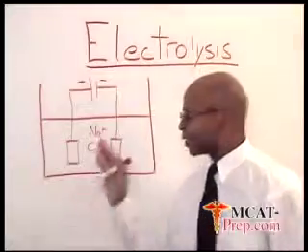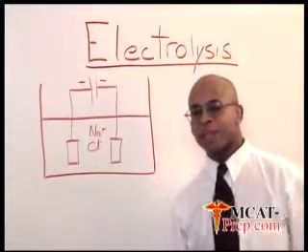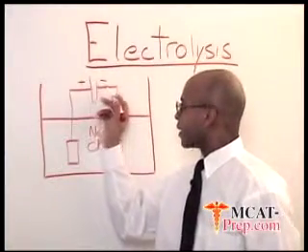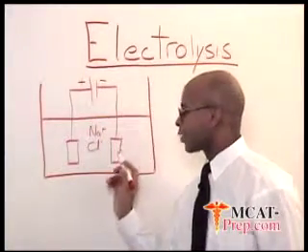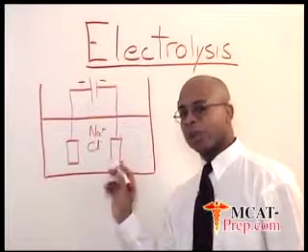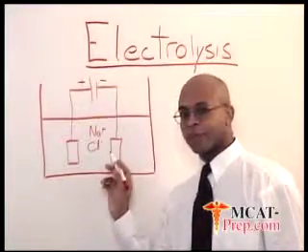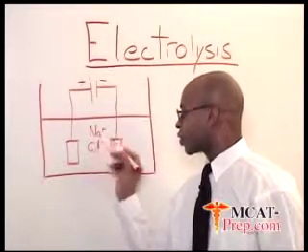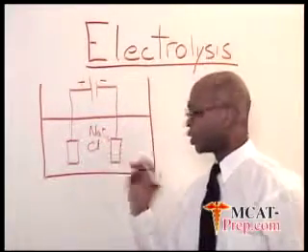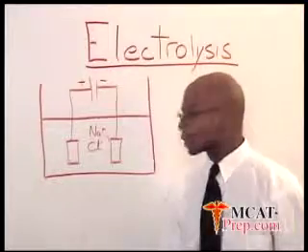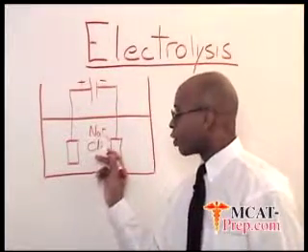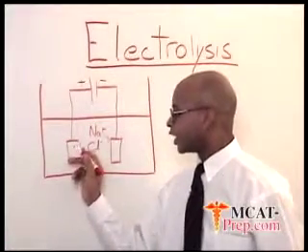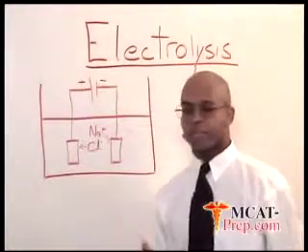So that's fine. Now in solution, we have Na+ and Cl-. Well, imagine that because electrons are flowing into this electrode, making this electrode more and more negative, sodium, which is positively charged, is going to be attracted to the electrode, which is negatively charged. Chloride, which is negatively charged, will be attracted to the electrode, which is positively charged.